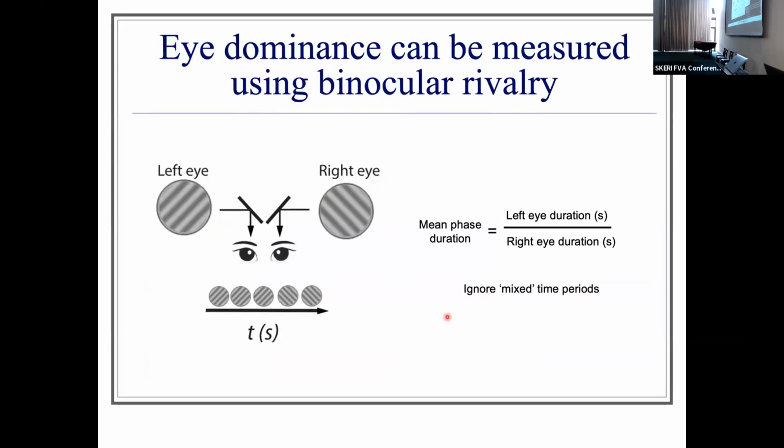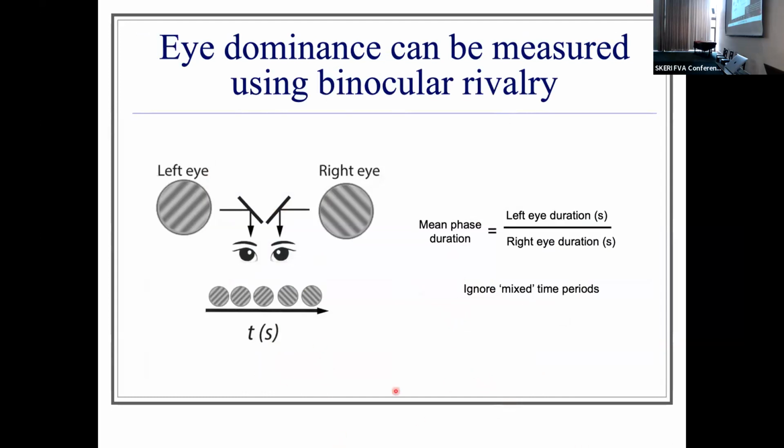So one way in which we could, I'm not actually going to talk about amblyopia and actual disruption to eye dominance or clinical types of disruption, but I'm just going to talk a little bit about eye dominance. This is the way in which we measure eye dominance, essentially by using binocular rivalry.